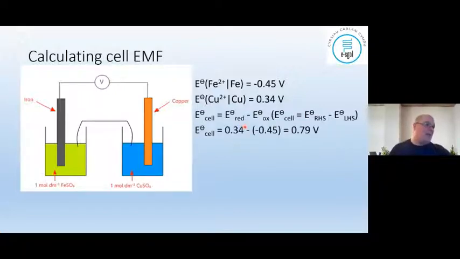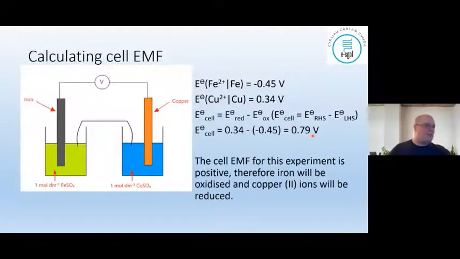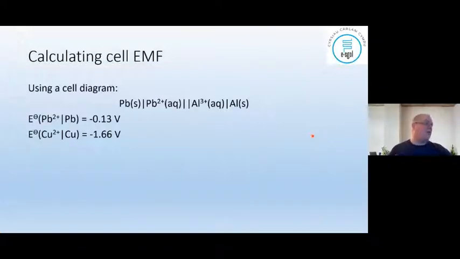So we take 0.34, which is the right-hand side, and we subtract the value for the left-hand side. Because we've got a minus-minus situation, that becomes positive. We end up with a value of 0.79 volts, which means that this cell EMF is positive, so iron will be oxidized to iron 2 plus, and copper 2 ions will be reduced back to copper metal. So that one worked out really well there. We put it the right way around.